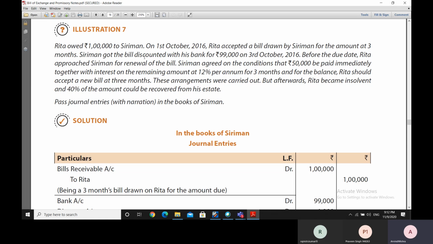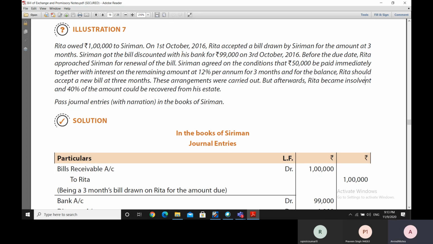Siriman got the bill discounted with his bank. So Rita has accepted the bill and sent it back to Siriman, and Siriman has got the bill discounted with his bank for rupees 99,000, which means that the 1,000 are the bank charges, and this discounting has been done on 3rd of October.